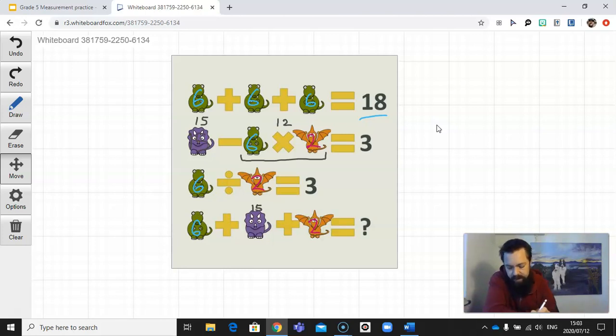Okay, so now we have these 3 here. When we've only got plus, we work from left to right. So 6 plus 15 is 21. 21 plus 2 is 23. And that's our final answer.